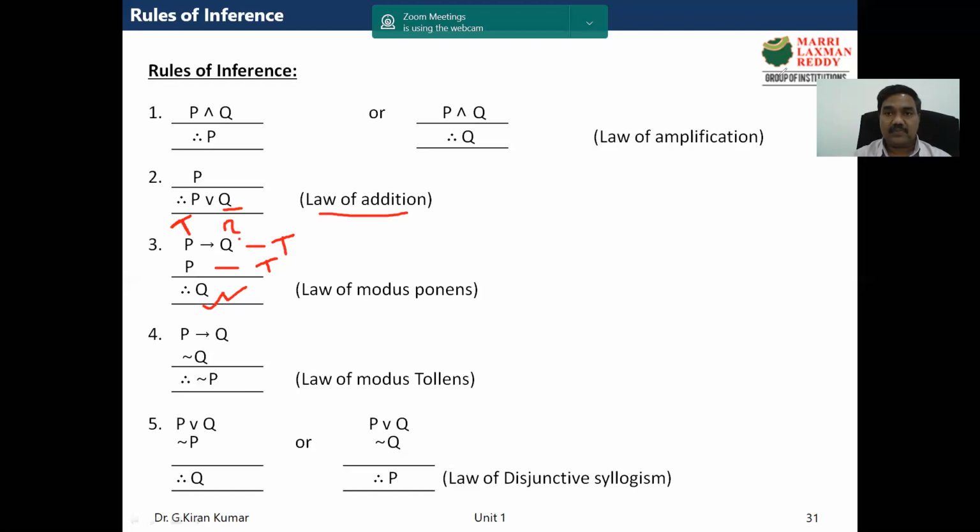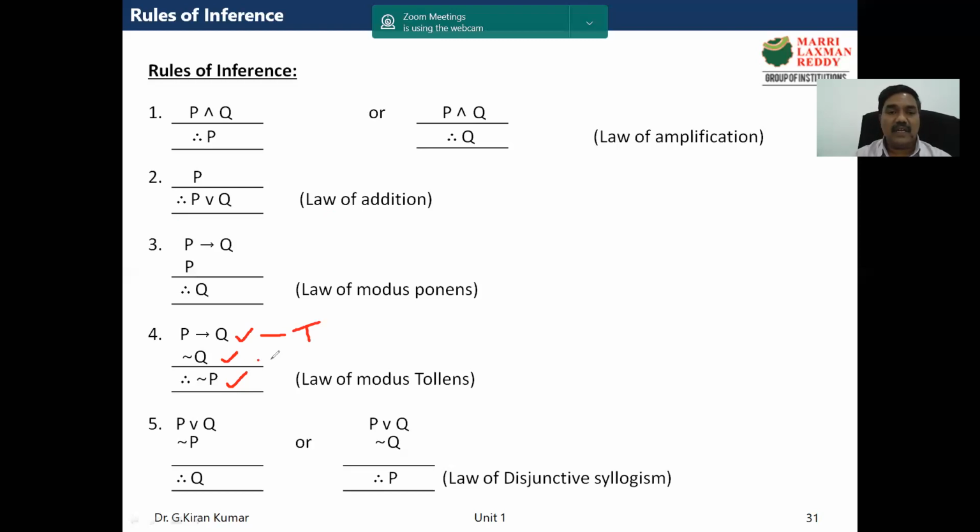Coming to the next, the law of modus tollens. It tells you that if P implies Q is a premise and negation of Q is another premise, then we can always argue negation of P is a valid inference. How? Let us analyze this also. P implies Q is a premise means it is given that P implies Q is true. It is given to us as data.